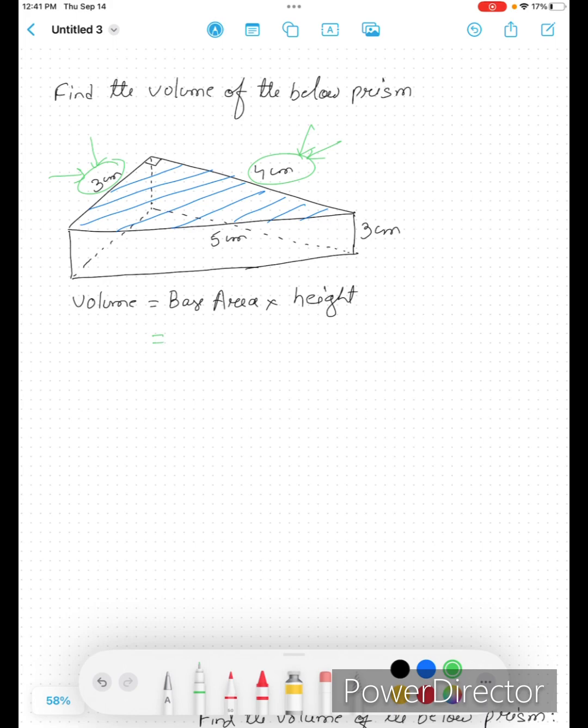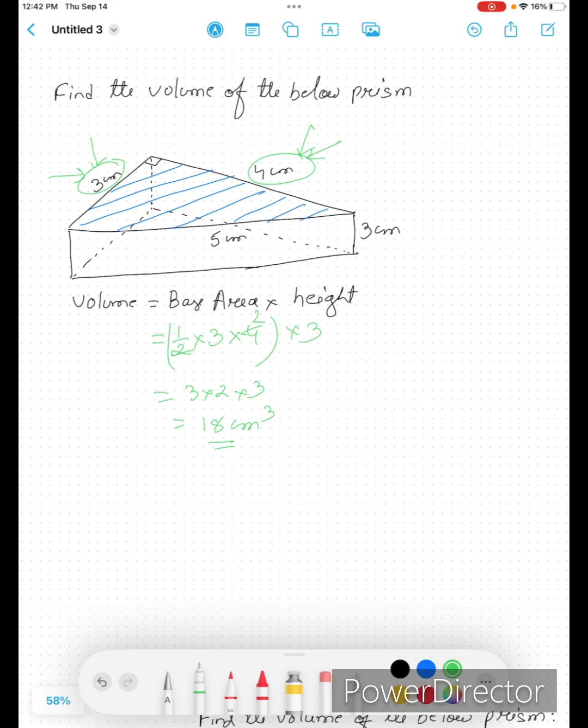So base area here would be half times, say I'm taking 3 as the base and then multiplying it by 4. So base area is 1/2 times 3 times 4 and height is 3. So the answer would be 3 times 2 times 3, which is 18 centimeter cube. Now this is one way of doing.